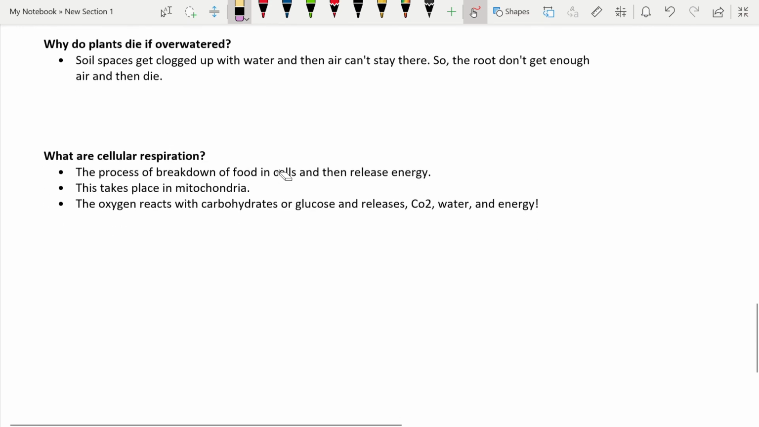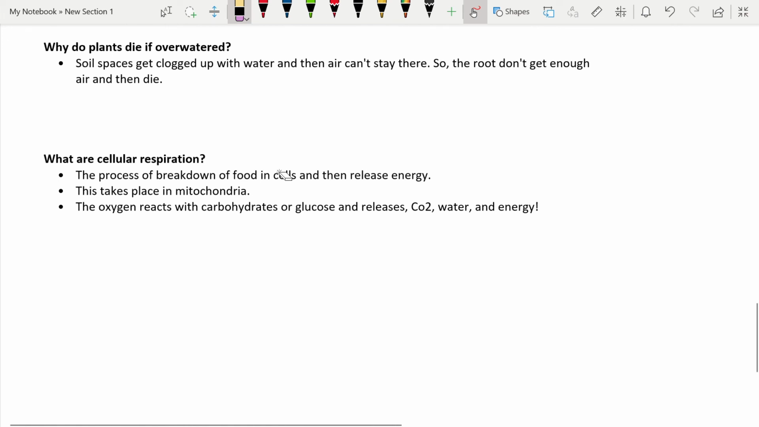Cellular respiration is the process of breakdown of food in cells and the release of energy. This takes place in the mitochondria. The oxygen reacts with carbohydrates or glucose and releases CO2, water, and energy.